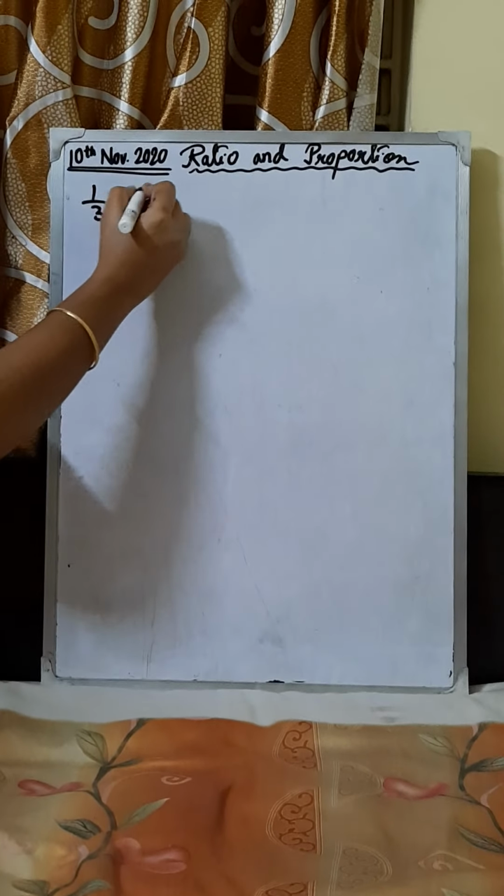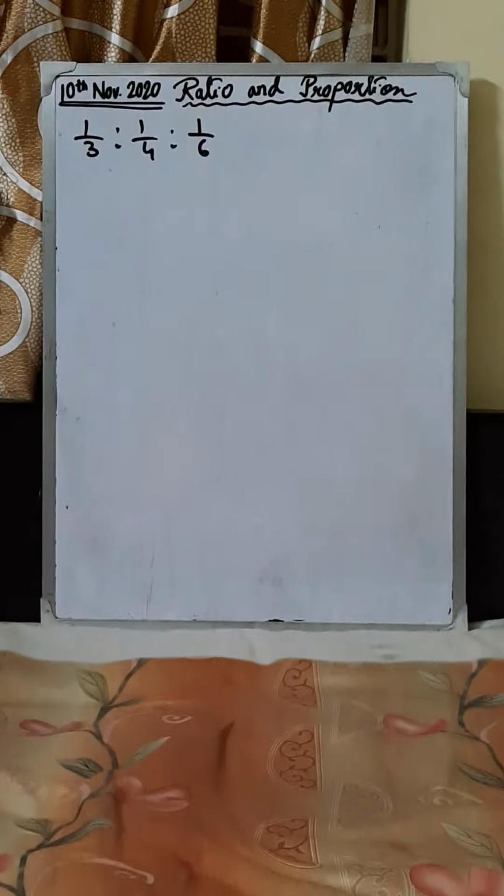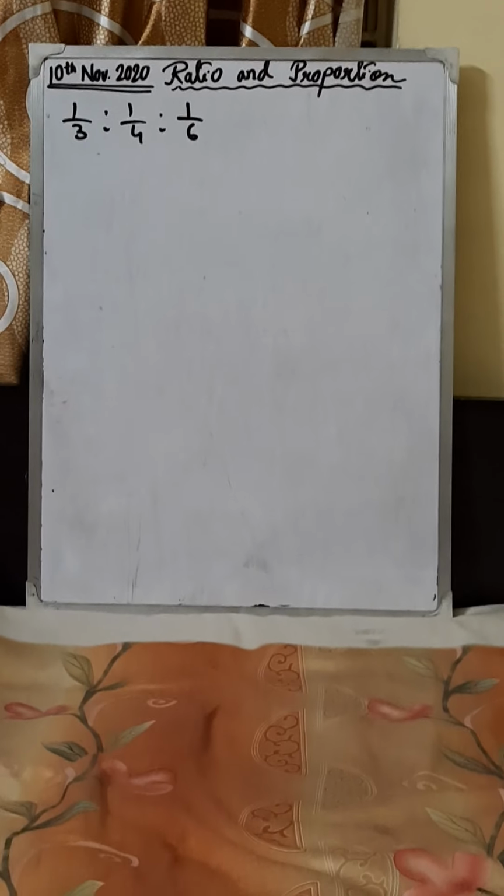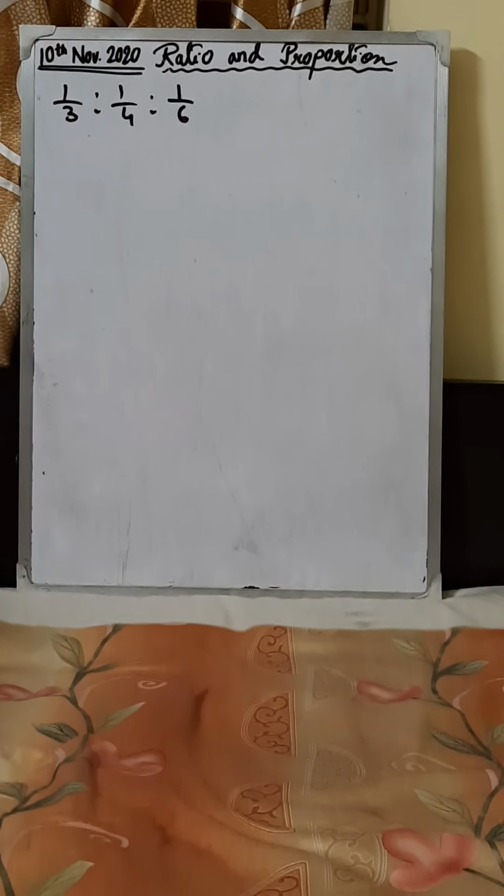A man divides rupees 90,000 among his wife, son and daughter in the ratio 1/3 : 1/4 : 1/6. Find the amount received by them. First, you have to see that the ratio is given in fraction form, 1/3 : 1/4 : 1/6. So first you have to convert this fraction into whole numbers.